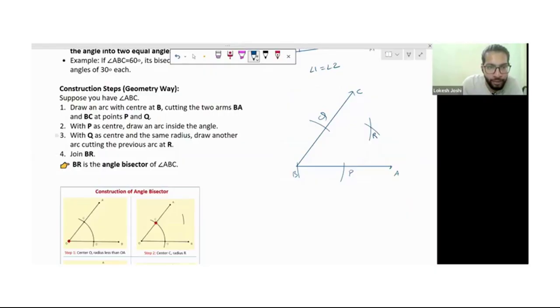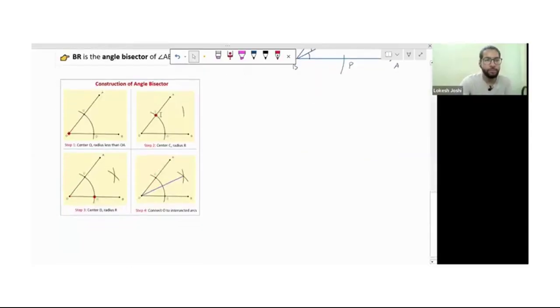Now what's written? After that, join BR. So if I join BR, it will be like that. Geometrically, we can directly see that these two angles are equal. So we have BR as the angle bisector of angle ABC. That's the way we can construct the angle bisector of any given angle. There is a geometrical way given there; you can refer to this whenever you have doubt.